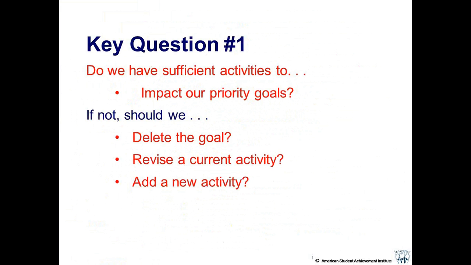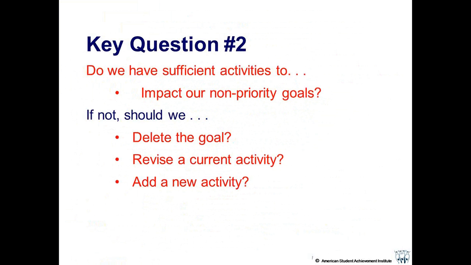So the first question that we're looking at today is, do we have sufficient activities to impact our priority goals? Maybe we already have everything we need in place. But if not, then do we need to delete the goal because we don't have the time and energy to do activities to support it? Or do we want to revise the current activity, make it happen more often, or in more depth, or with more students, or somehow revise something we're already doing? Or do we need to add 1 or more new activities to help kids make those choices? So, in this first question, let me back up. In the first question, we're looking at the priority goals. And again, we know that you've focused on 2 or 3, maybe even 1 priority goal.